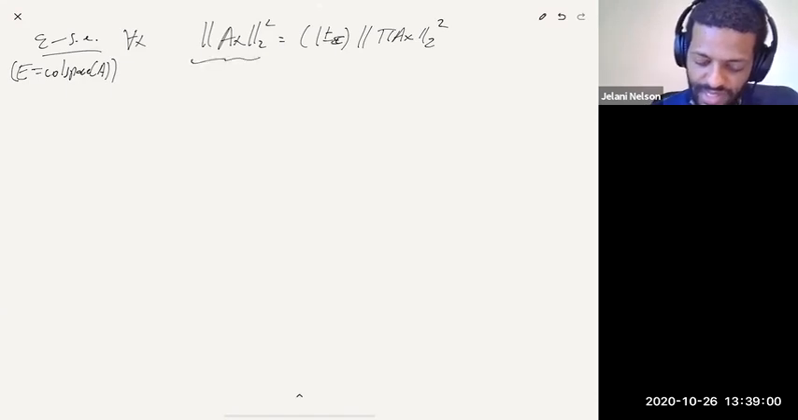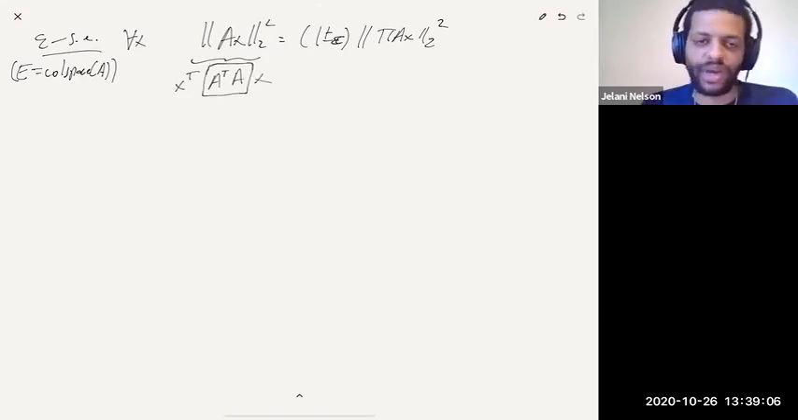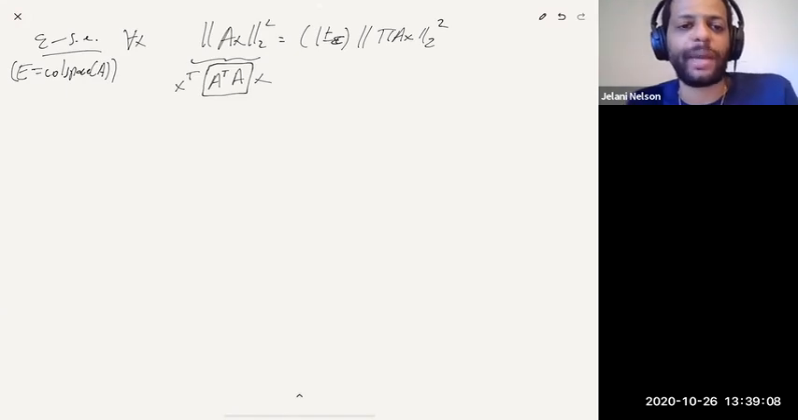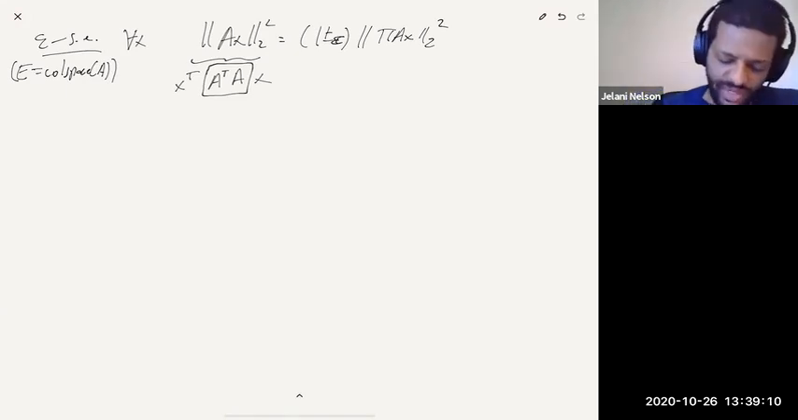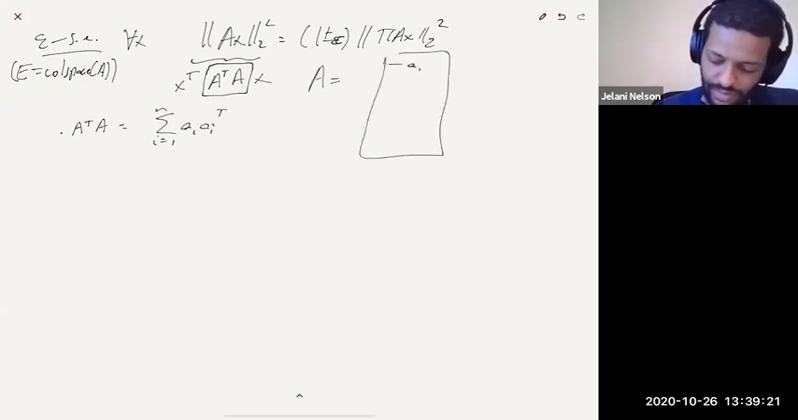And what is this thing? This thing is x transpose A transpose A x. So this is the item here that matters a lot. Basically, we want to approximate A transpose A. And the observation was that A transpose A is equal to the sum of a_i a_i transpose, where i goes from 1 to n, where A is an n by d matrix, let's say.